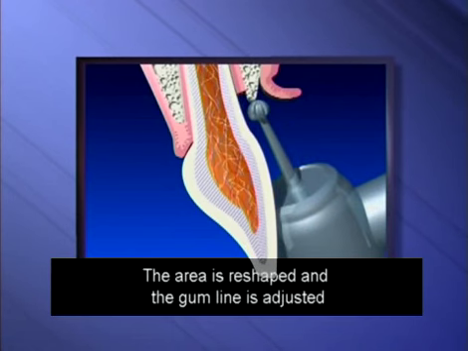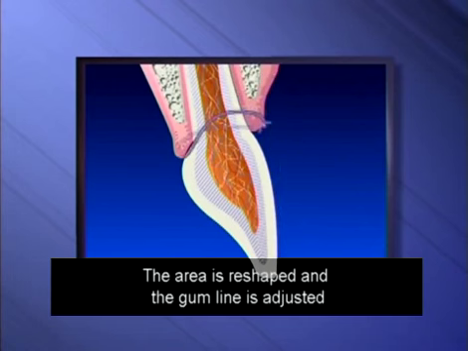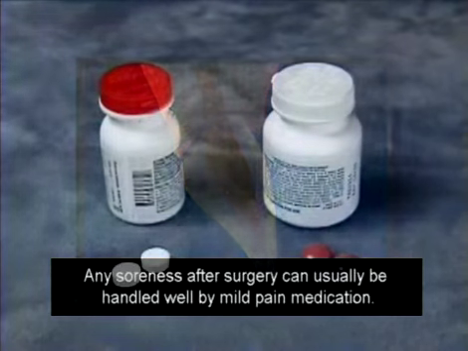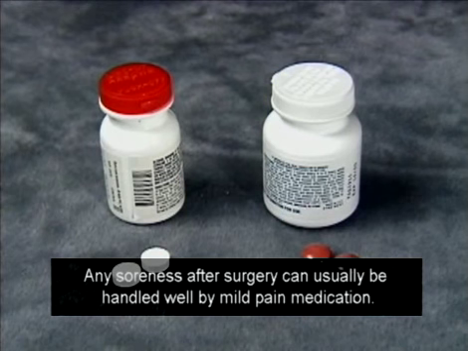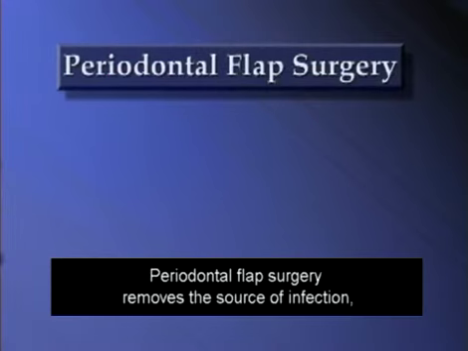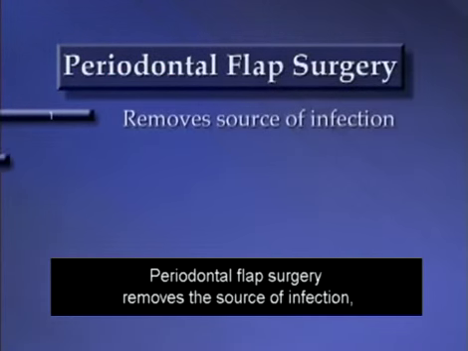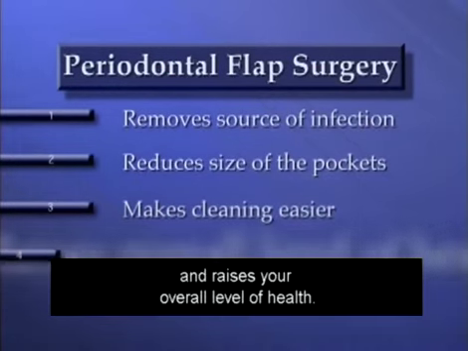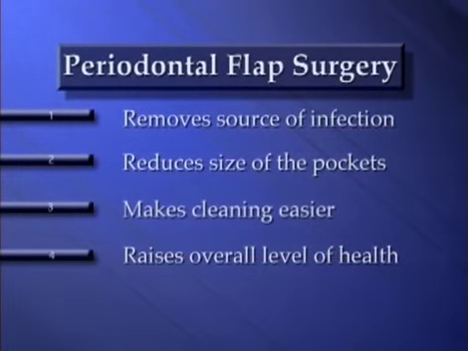The area is reshaped, and the gum line is adjusted to make it easier for you to keep the teeth plaque-free. Any soreness after surgery can usually be handled well by mild pain medication. Periodontal flap surgery removes the source of infection, reduces the size of the pockets, makes cleaning easier, and raises your overall level of health.